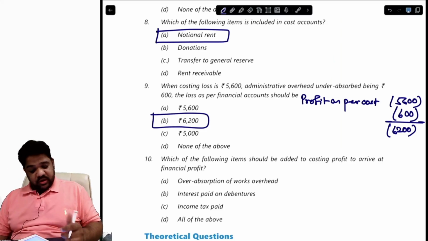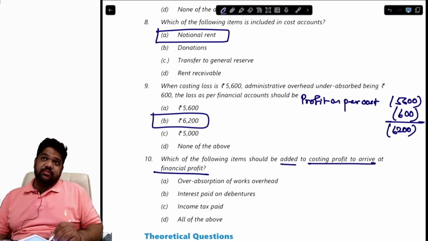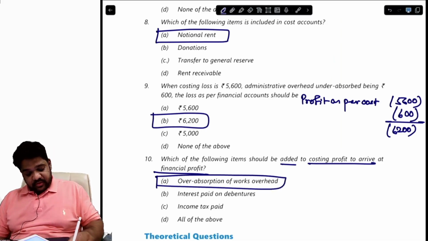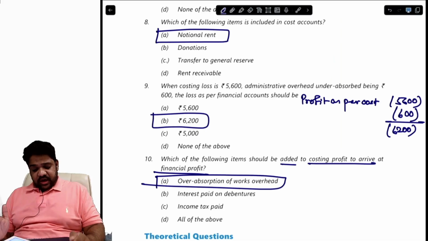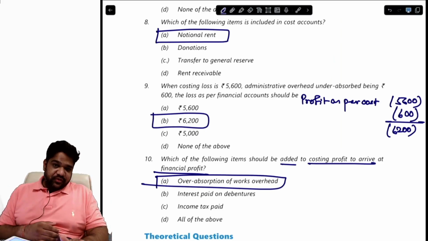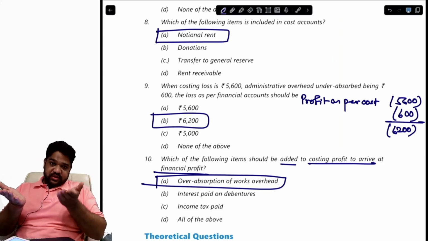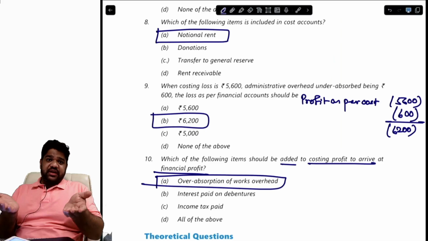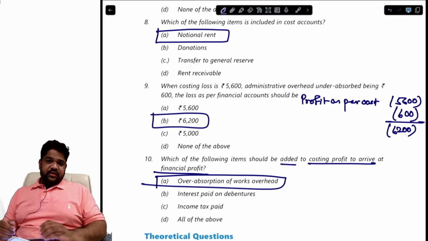Which of the following items should be added to costing P&L to arrive at financial profit? So what all can be added? First one, over absorption. Over absorption is added, under absorption is reduced. Interest paid on debentures is put under the financial books on the debit side, so the profit of the financial books has reduced. So you minus. Same goes with income tax paid as well. It is a debit in the financial books. It reduces the profit, so you reduce. All of the above is not possible. So the correct one is over absorption.